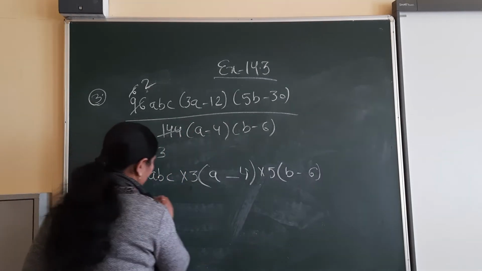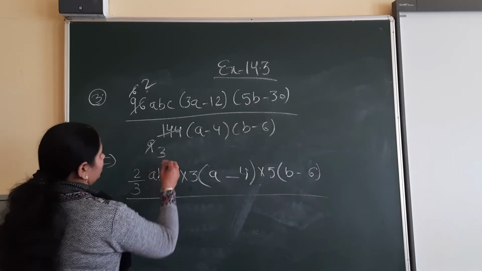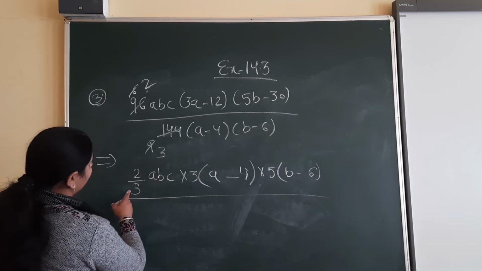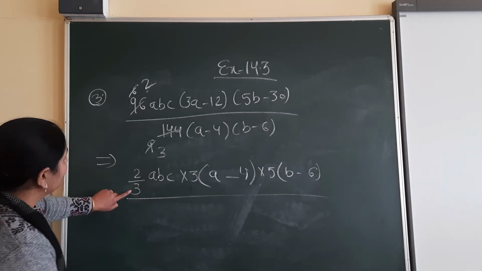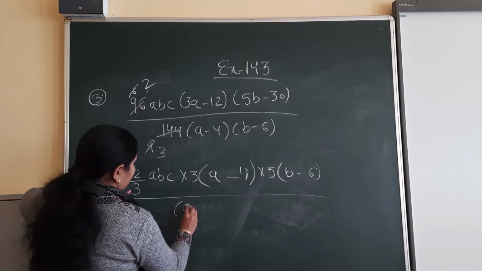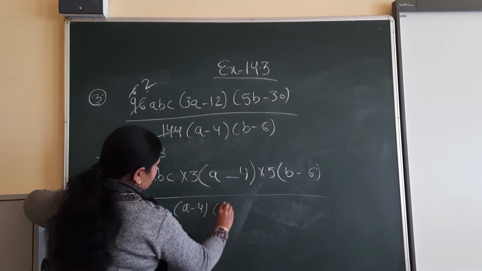Now in the denominator we are seeing 3. This 3 we have already written here, so no need to write it again. Just write here a minus 4 and b minus 6.